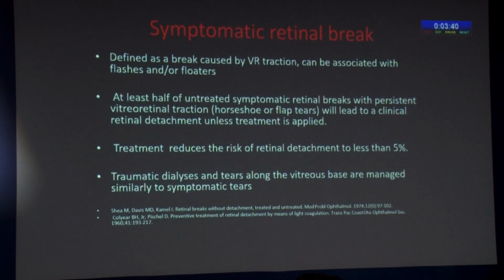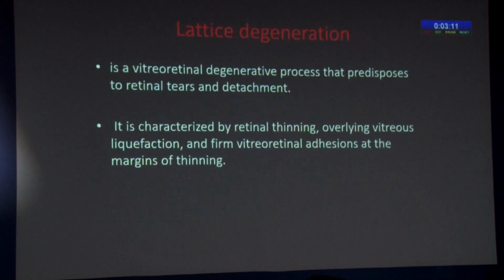However, when we come to a symptomatic retinal break, it is basically caused by vitreoretinal traction and associated with flashes and/or floaters. At least half of the untreated symptomatic retinal breaks with persistent traction will lead to a retinal detachment, and treatment reduces the detachment rate to less than 5%. So this also is quite significant. Whenever you see a symptomatic retinal break, it's better to go ahead and treat the patient. Traumatic dialysis and tear are treated in a similar way.